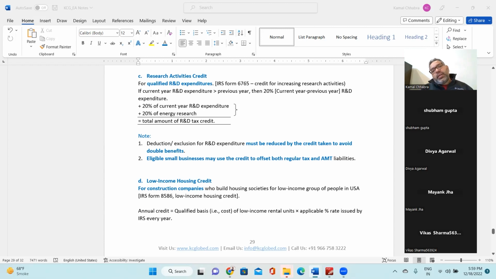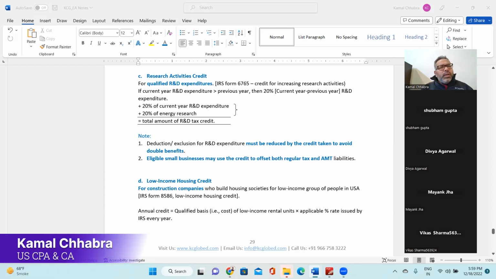20% of current year R&D expense or 20% of energy research, both are being allowed as a tax credit. So the deduction or exclusion of R&D expenditure must be reduced by the credit taken to avoid double benefit. For example, if you have incurred in the current year, let's say, $100,000.